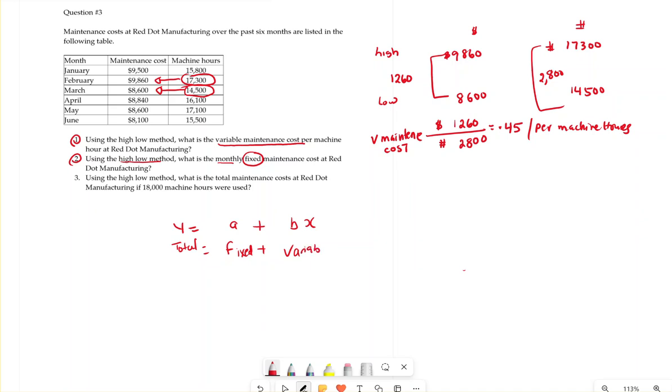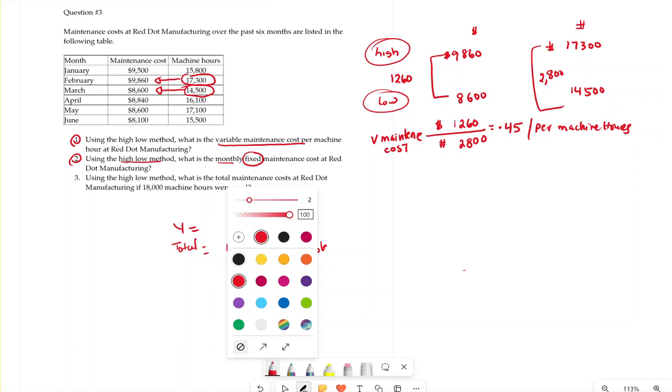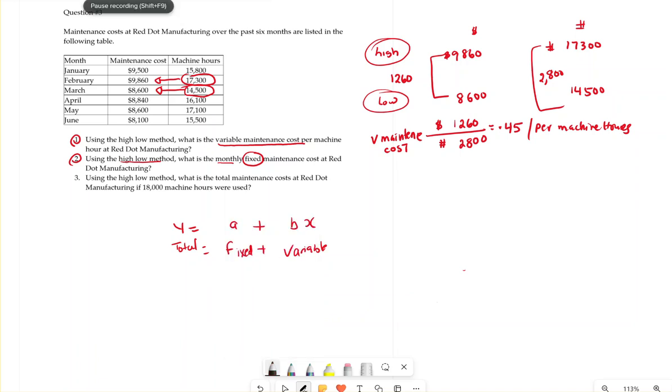So when you're doing this, you either use a high or low. We don't mix them up. So if I use the high, I know my total expenses are 9,860, and I'm looking for the fixed. My b is 0.45 and my x is 17,300. So your b does not change, your x is changing. So that's how you will do it.